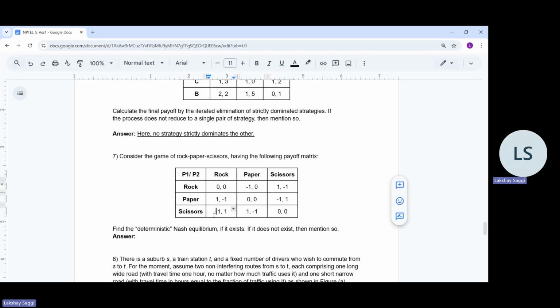Similarly, in scissors, rock you will also see that there is an incentive to switch for the row player. And we can see that for all the values, there will be an incentive for a player to switch to another value. So actually, no deterministic Nash equilibrium.